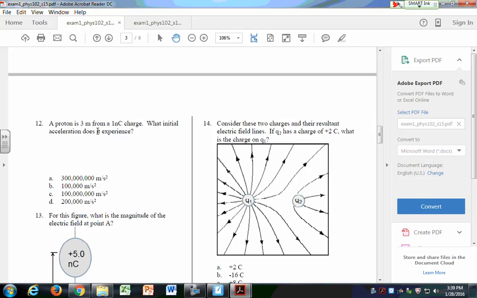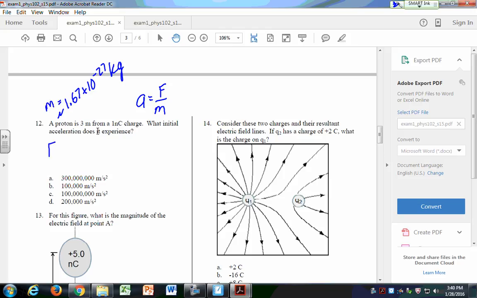So the first thing, we're looking for the acceleration. I know from Newton's second law, the acceleration is F over m. That's not on your equation sheet. You sort of need to know that. And so I know the mass of a proton. This is on your equation sheet. That's the mass of a proton.